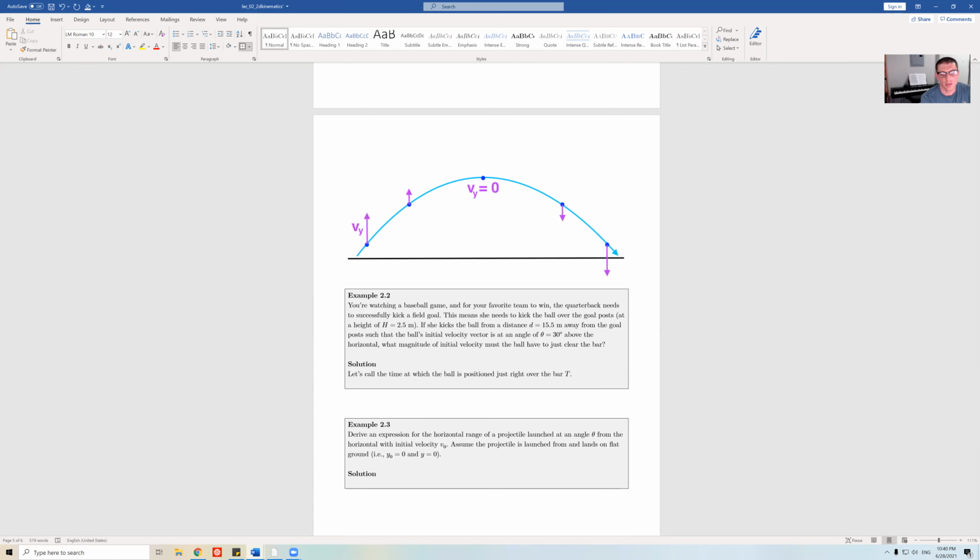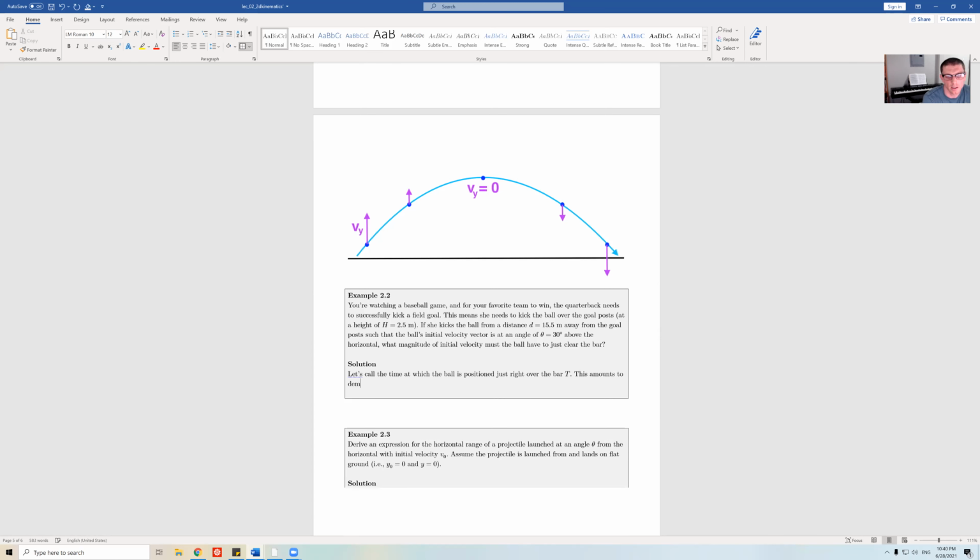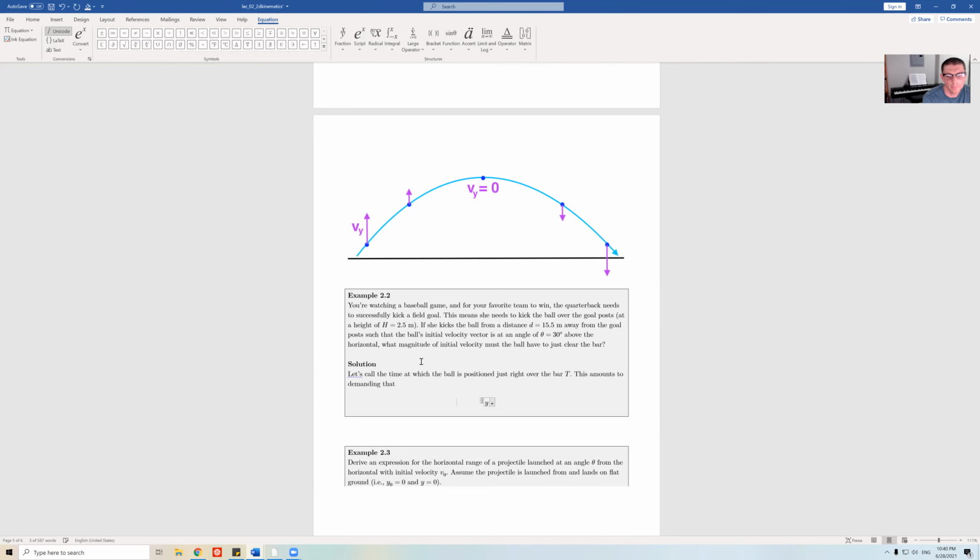And so this trips people up, and it can be a little bit tricky. So I want to kind of belabor this and hopefully make sure that it's clear for everybody. But this amounts to demanding that y of t equals big T equals h, right? So we're saying that at some time, big T, the y position of the ball has to be at the height of the crossbar, right?